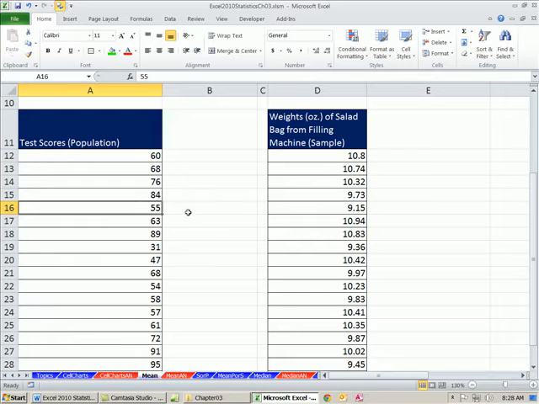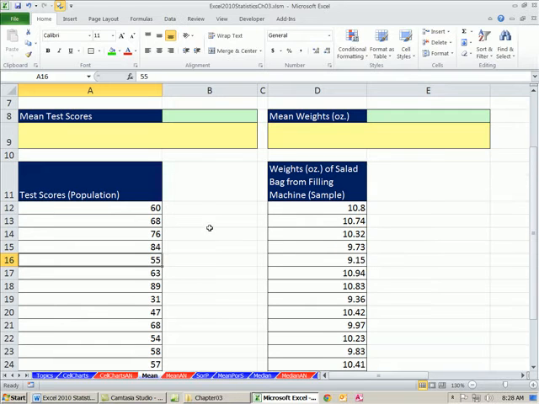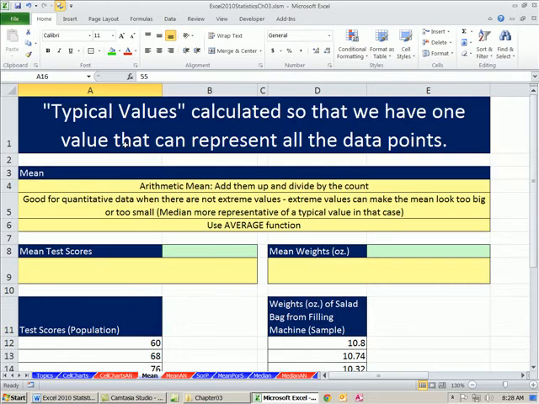Really, what the teacher does is they come in and say, hey, on the last test, the average score was 71. Now, what they really mean is the mean. The mean is the word we use in statistics that represents the standard everyday word average. The teacher says the average is 71, and immediately, in one single number, you get a number that represents all the data points. It's a typical value. So typical values are very important. They are statistics that we calculate so that we have one number that represents all the data points. That is a very important idea.